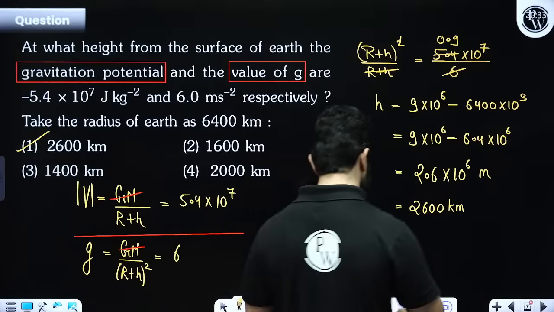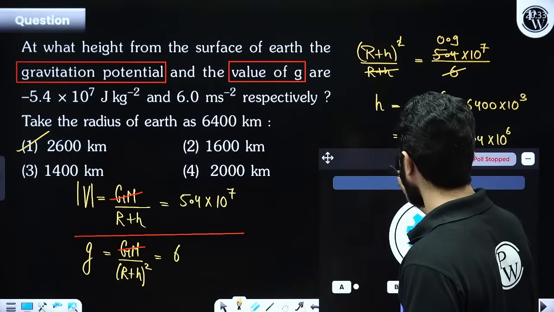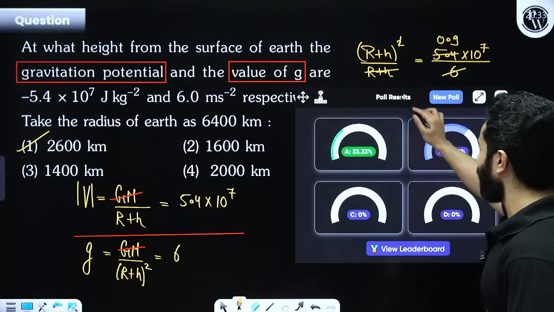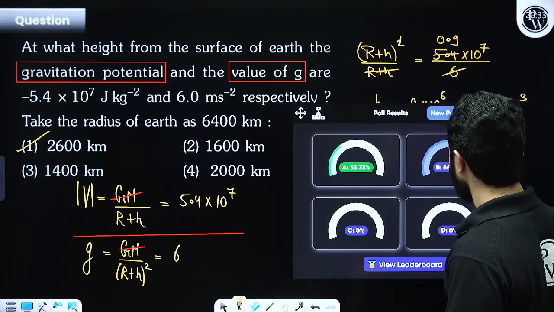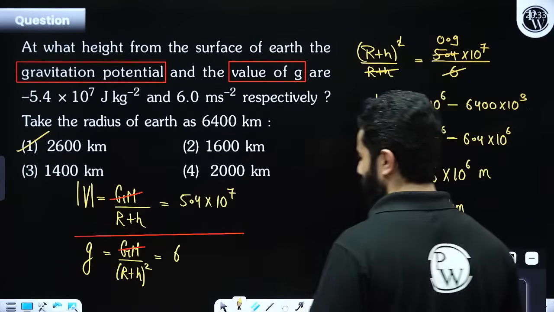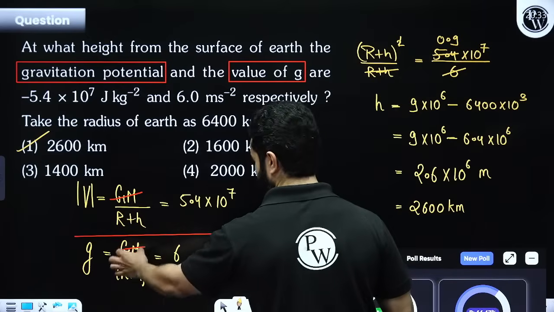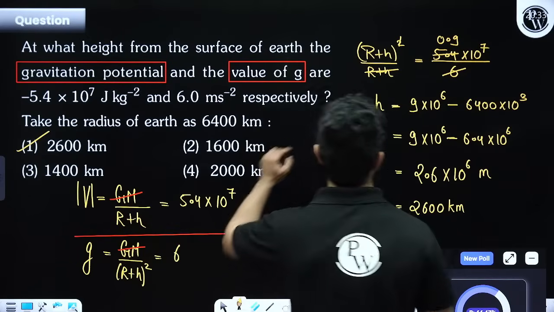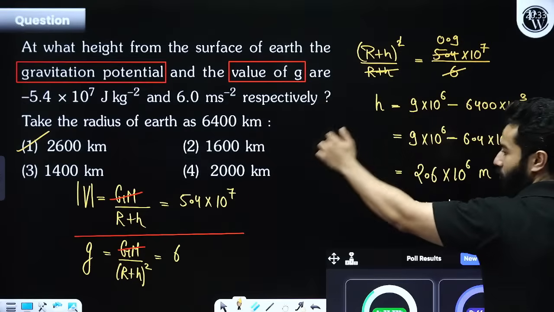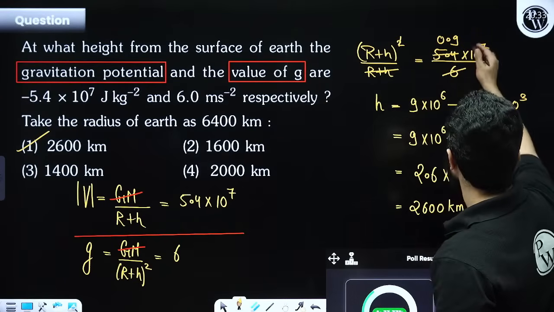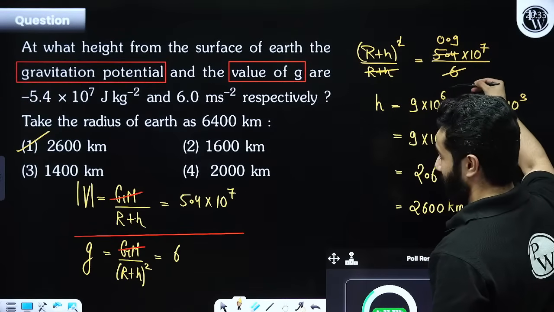Many of you are saying 1600. Correct answer should be 1. Okay, no problem. Most of you think it is B, but let's check. I think everything is done. GM and GM get cancelled out. This (R plus H) square will be in the numerator. One of the (R plus H) will get cancelled out. Over here we have got 5.4 divided by 6. This is 0.9 or 9 into 10 to the power 6.